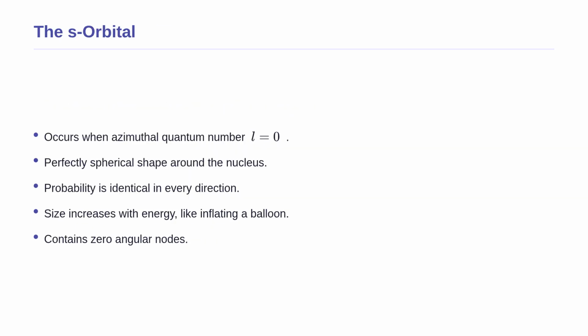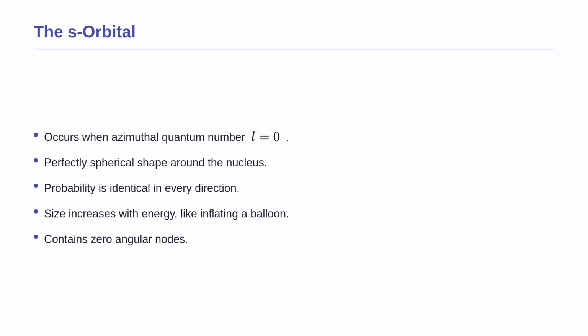Let us see how that angular wave function creates specific shapes, starting with the simplest one. When the azimuthal quantum number, represented by the letter l, is equal to 0, we get an s orbital. This orbital is perfectly spherical, meaning the probability of finding the electron is exactly the same in every direction from the nucleus. Think of it like a perfectly round tennis ball.